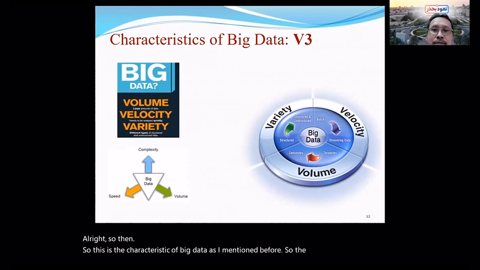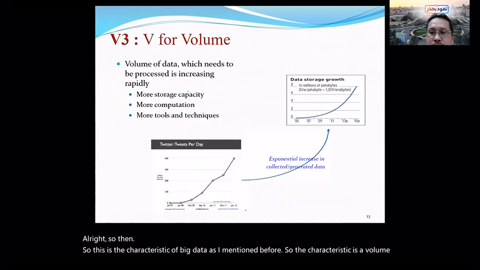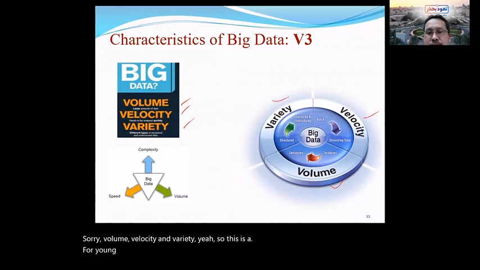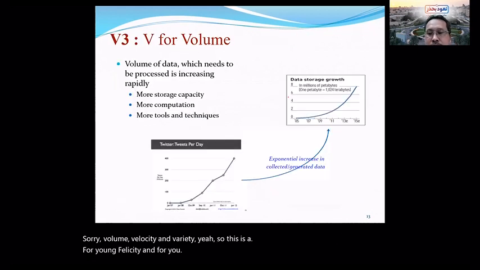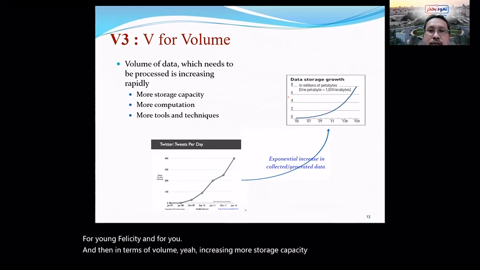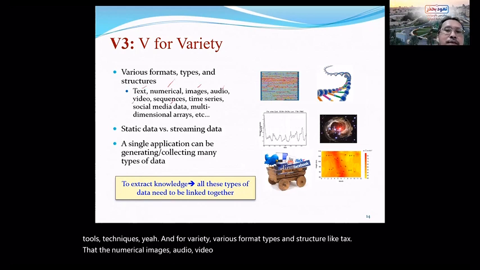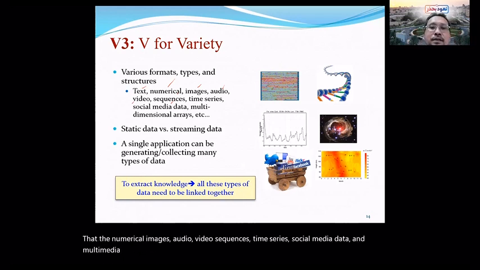So the characteristics are volume, velocity, and variety. In terms of volume, we need increasing more storage capacity, more computation, more tools and techniques. And for variety, there are various format types and structures like text, numerical data, images, audio, video, sequences, time series, social media data, and multimedia, dimension arrays, and so on.